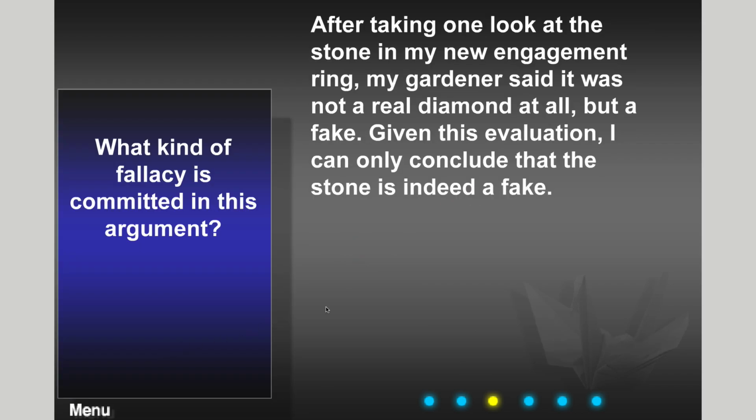So what kind of fallacy is committed in this argument? After taking one look at the stone in my new engagement ring, my gardener said that it was not a real diamond at all, a fake. Given this evaluation, I can only conclude that the stone is indeed fake. Okay? Now this is going to be an argument that we're going to see soon, which is an argument from weak authority, right? The gardener is not, as far as we know, an expert on diamonds, so we wouldn't take that to heart.